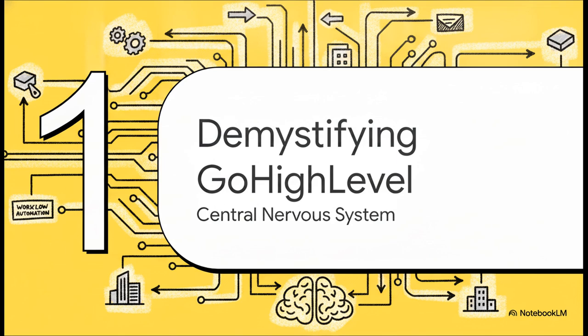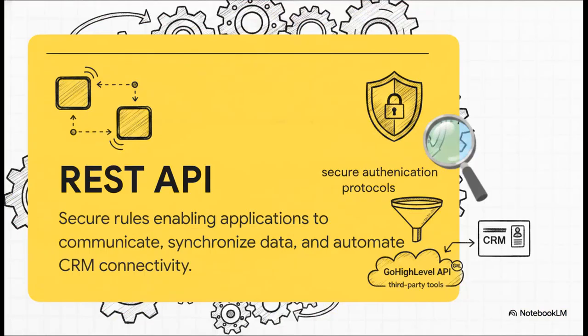Okay, Section 1. Demystifying GoHighLevel API, the central nervous system. Now, when we're talking about building a scalable modern enterprise, an API is never just some nice-to-have luxury. It is literally the central nervous system of your entire business. So what is it? A REST API is fundamentally a secure set of rules that enables different applications to communicate, synchronize data, and automate CRM connectivity.